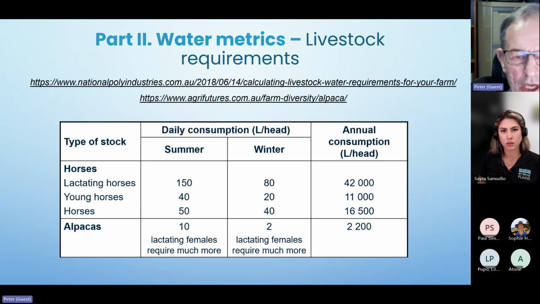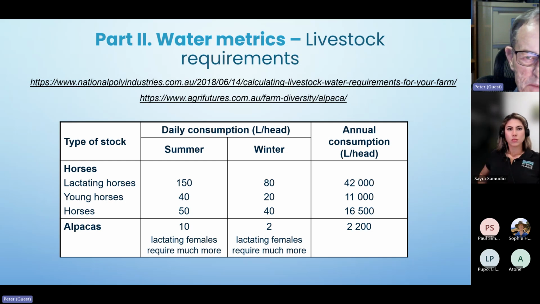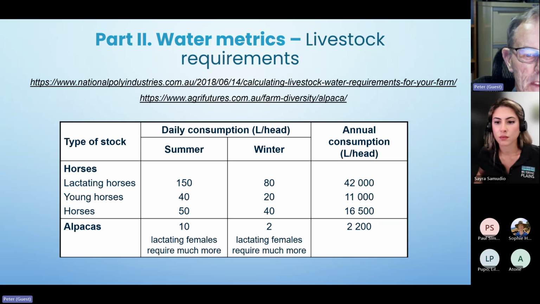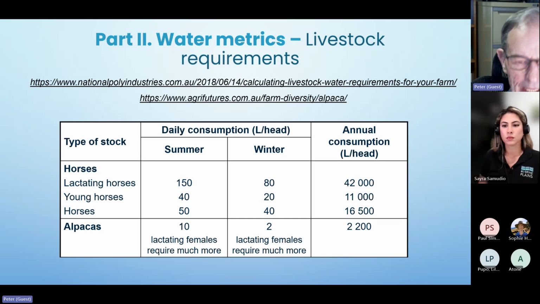There's a few more types of animals here, and I've taken those from the website shown there. If you've got horses, there's some estimates of their consumption. Lactating horses, 150 litres per head per day. Young ones, about 40 litres per head per day. And just dry horses, if I call them that, 50 litres per head per day. And should you be dealing with alpacas, they're around the same as sheep. I don't know that there's been that much extensive work done on them, but around 10 litres per head per day.